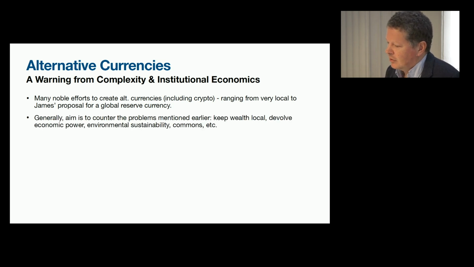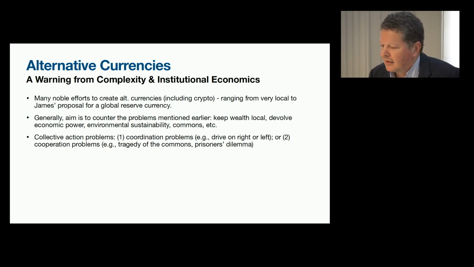But I think in general, the aim of these currencies is to counter the problems I've already discussed, that the system isn't working for people on the ground. We want to keep wealth local instead of it being extracted. We want to devolve economic power. James's promotion of a global reserve currency is basically to counter the dollar being a reserve currency, which creates incredible financial instabilities, but also for the purposes of environmental sustainability and the commons. So these are great efforts, and those are the general aims, because we have such a bad system that they try to do that.